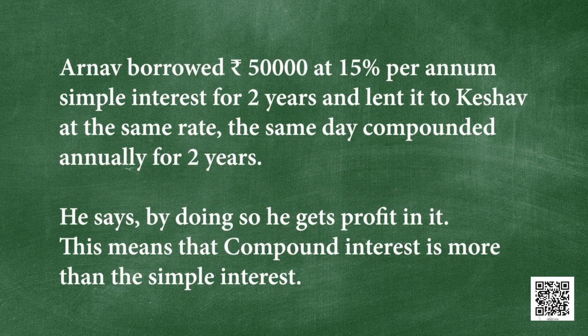Arnav borrowed rupees 50,000 at 15% per annum simple interest for 2 years and lent it to Keshav at the same rate the same day compounded annually for 2 years. He says by doing so he gets profit in it. This means that the compound interest is more than the simple interest. So let's try to solve some problem to understand more about this concept.